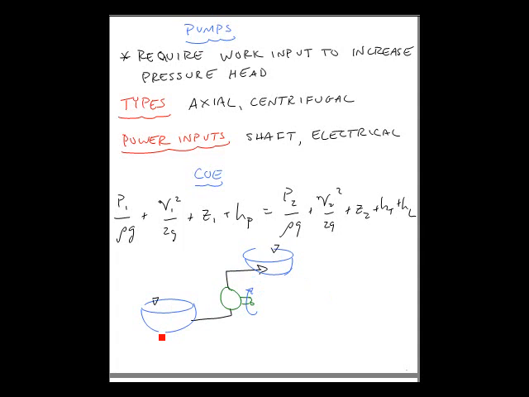Alright, well, what can we cut out? If I'm going to free surface, my pressures are the same. Large reservoir assumption tells me that the velocities are the same. My height difference is definitely pertinent. I have no turbine, so now I'm left with my pump head is equal to Z2 minus Z1, my change in elevation, plus my head loss. Alright, and this is equation 14-47.